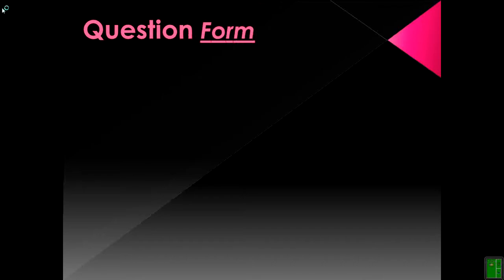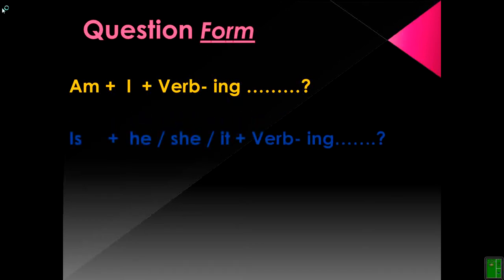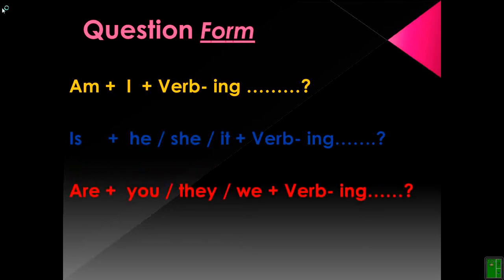So to revise the question form of yes/no questions, we use am plus I plus verb plus ing, or is with he or she or it with verb plus ing, or are with you, they or we plus verb plus ing.